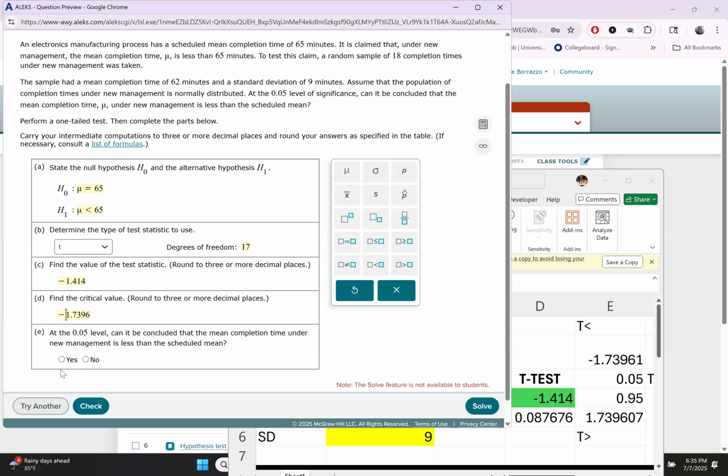Okay, if you take the absolute value of these, I want you to pay attention to this. Take the absolute value of negative 1.414. Take the absolute value of the negative 1.73. So what you're really comparing is 1.414 and 1.73, which is the critical value versus the observed value. The observed value is 1.414. So we're trying to figure out which one is greater than that? If it's greater than or not?